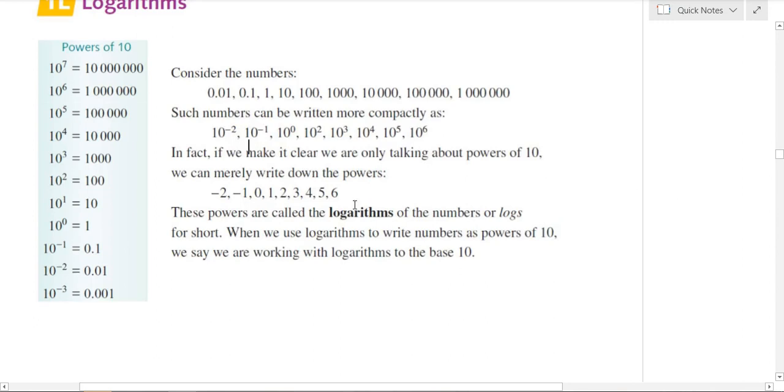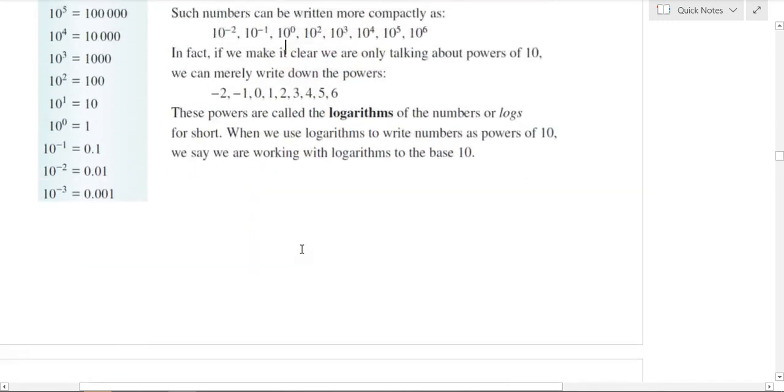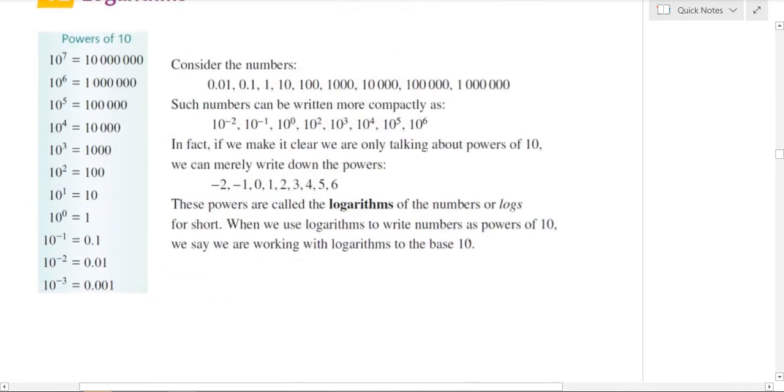So those numbers up here are called logs. Let's actually use some as an example. Also, in year 11, we're just going to use a base number of 10, which means it's always going to be 10 to the power of something, whatever it might be.